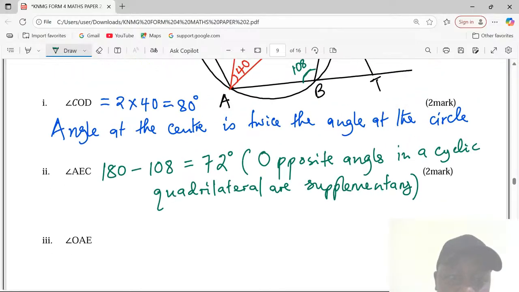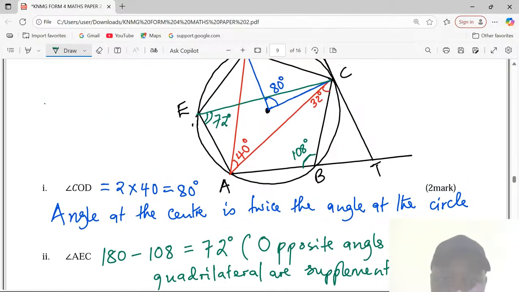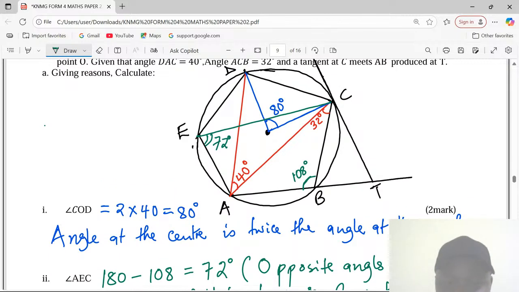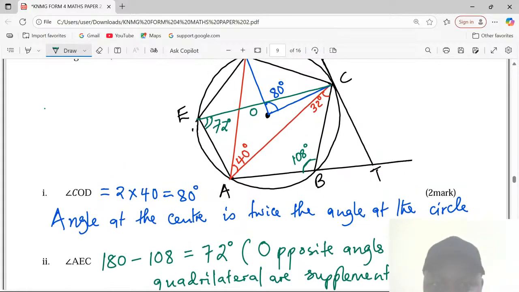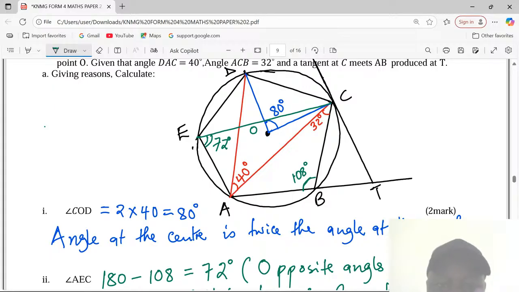OAE. There is a particular angle there. Remember, O is here. So when we say OAE, we mean the angle at the corner here. Let's see how to get this particular angle.